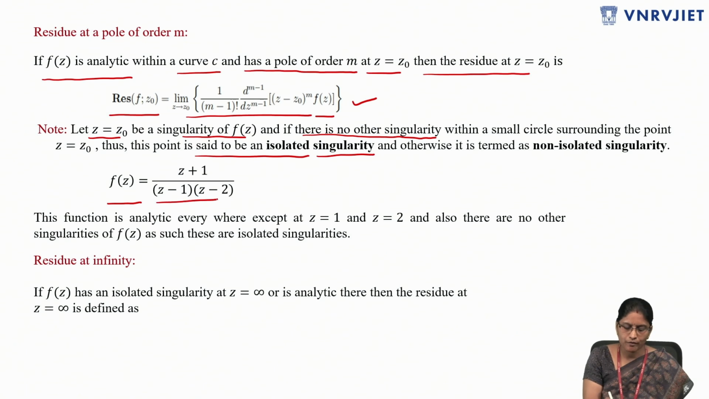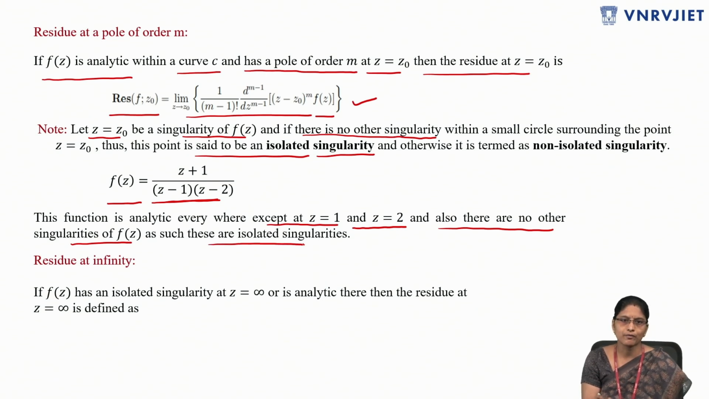Here the function is given: f of z is equal to (z plus 1) by (z minus 1) into (z minus 2). The given function f of z is analytic and differentiable everywhere except at the points z is equal to 1 and z is equal to 2, where it is not differentiable or analytic. Also, there are no other singularities for the function f of z. So z is equal to 1 and z is equal to 2 are called isolated singularities for the function f of z.